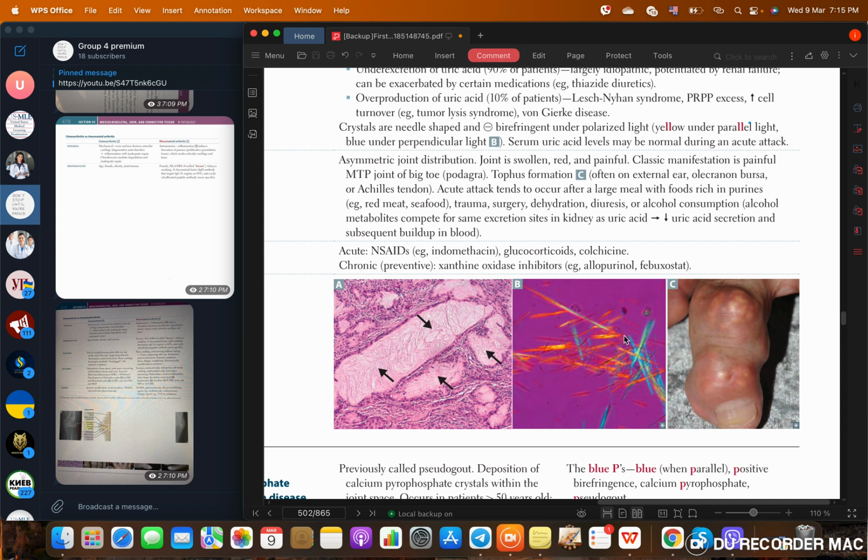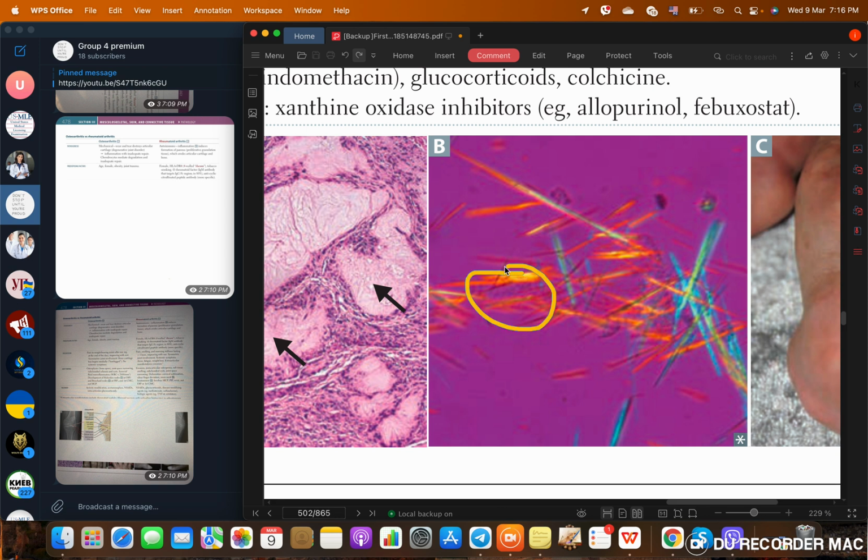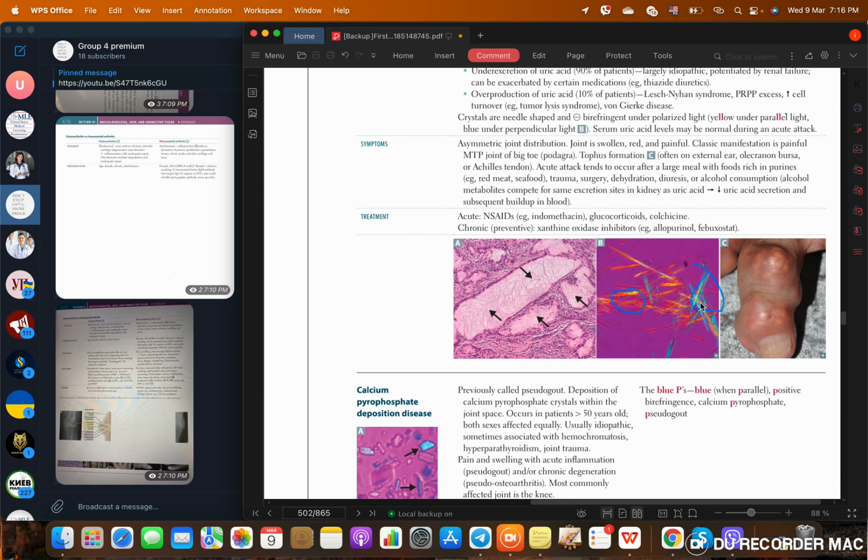The needle-shaped crystals, they say they are negatively birefringent, which basically means that they will be yellow. So somebody will be like, okay, how can I know the axis? They either are going to give it to you, okay? In this case, it's like this actually. They are going to tell you the axis is like this. If they don't, you don't have to worry about it. Why? Because if they don't, just look at the picture. Can you see yellow and blue? Yes, I can see the yellow. I can see the blue. That's the end of the story.